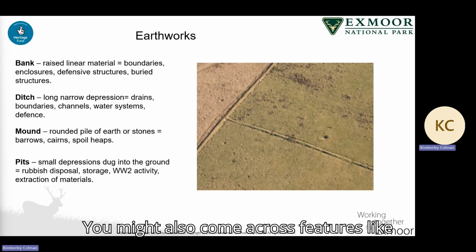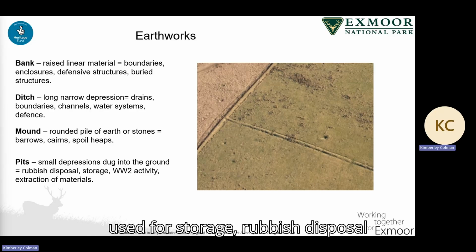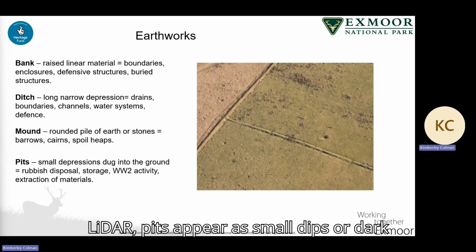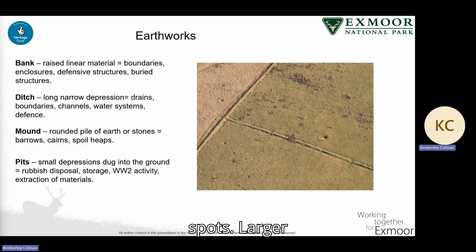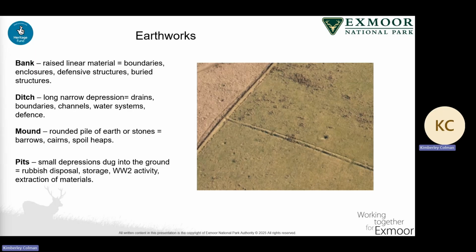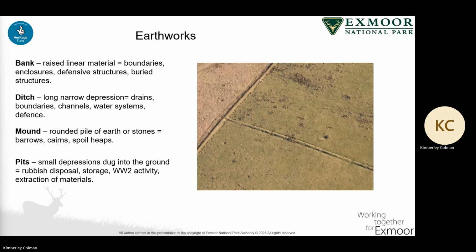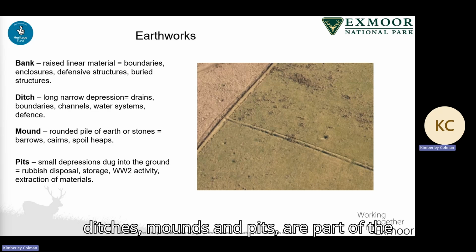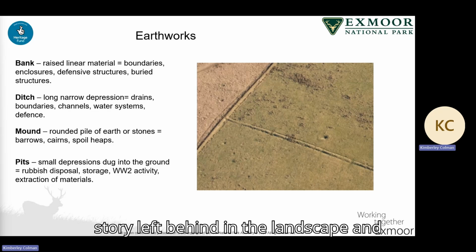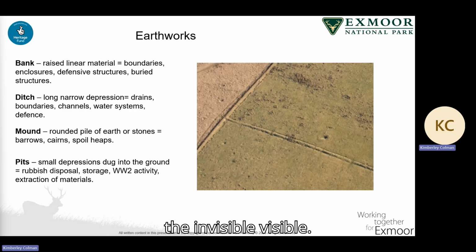You might also come across features like pits, which are small depressions dug into the ground. These could have been used for storage, rubbish disposal, or extracting materials. In LiDAR, pits appear as small dips or dark spots. Larger excavations like quarries were used to extract stone or other resources. These tend to look like big sunken areas with steep sides and irregular shapes. So all of these features, the banks, ditches, mounds and pits, are part of the story left behind in the landscape, and LiDAR helps us read that story by making the invisible visible.